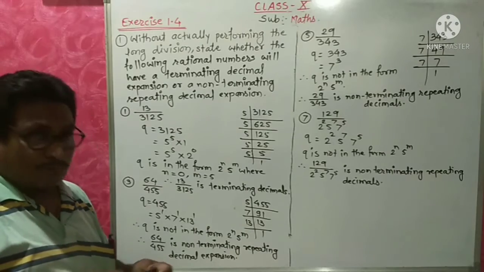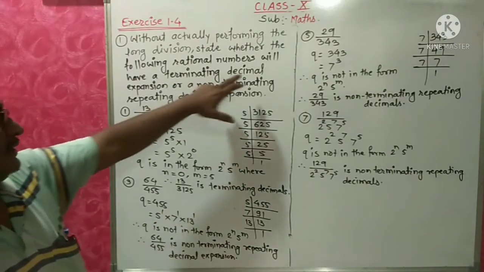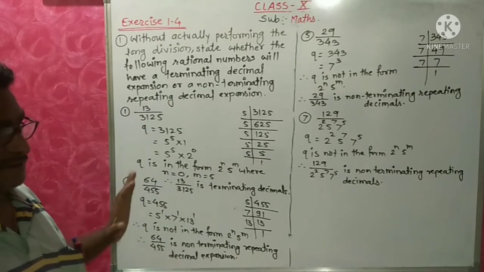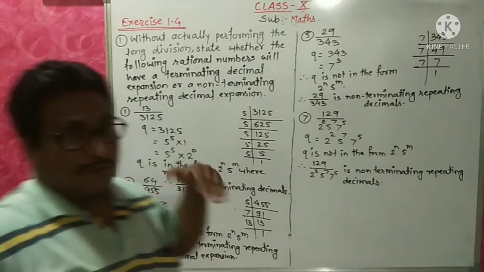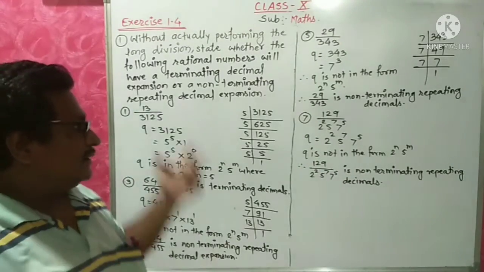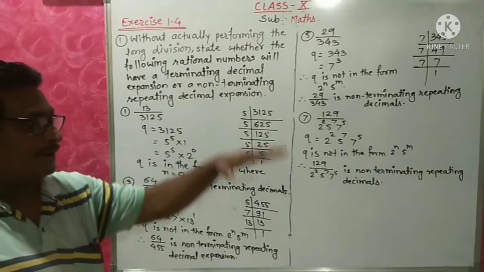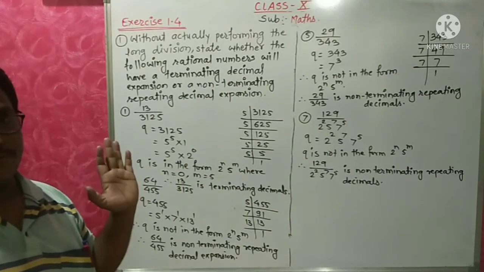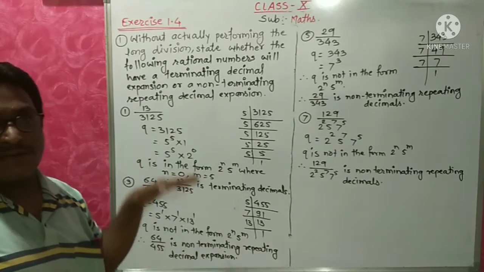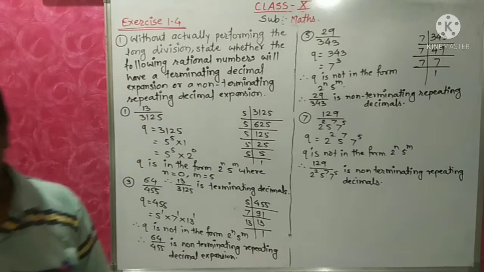Okay students, this is how to decide terminating decimals and non-terminating repeating decimals. By using the two properties we studied, on the basis of those two properties, we can decide. So understood, students? Hope you understand this. Now we will go on to the next example.